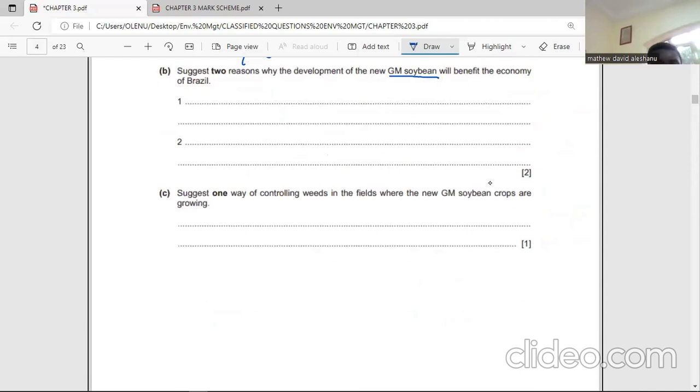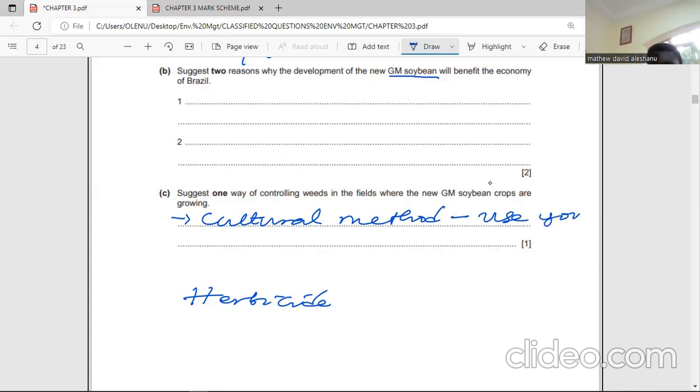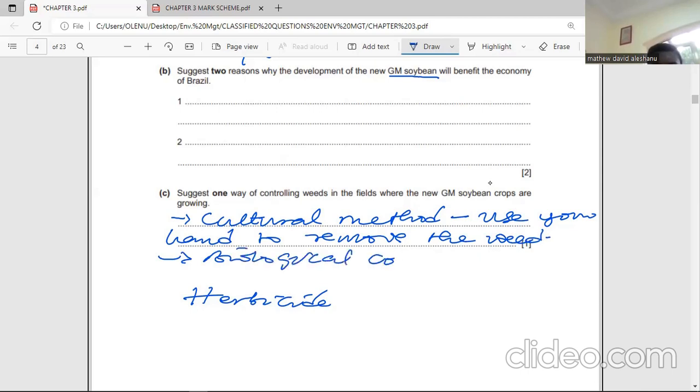Now, suggest one way of controlling weed in a field where the new genetically modified soybean crops are growing. Remember they said they are resistant to herbicides, so you cannot say herbicide can be used again in controlling it. Another way you can control weed is to use the cultural method. An example of the cultural method is using your hand to remove the weed. Another method you could use is the biological control method. Please take note of this.